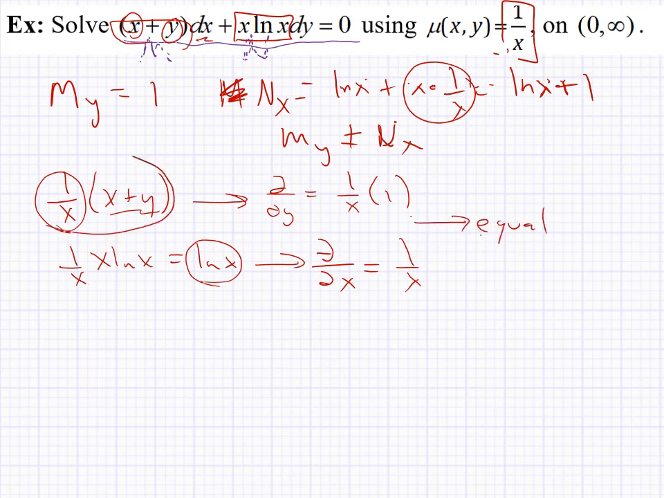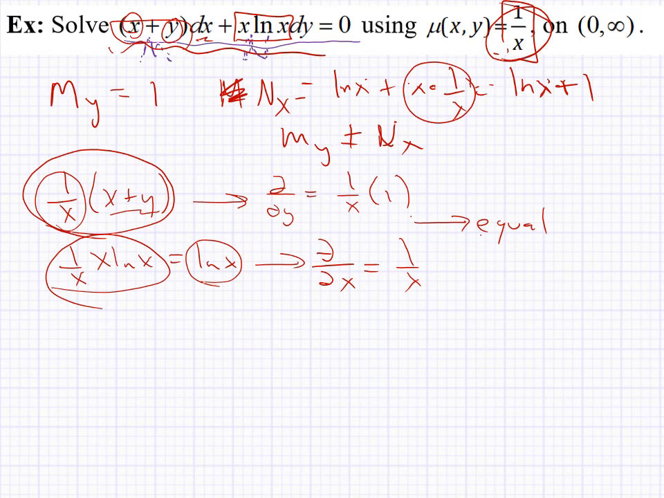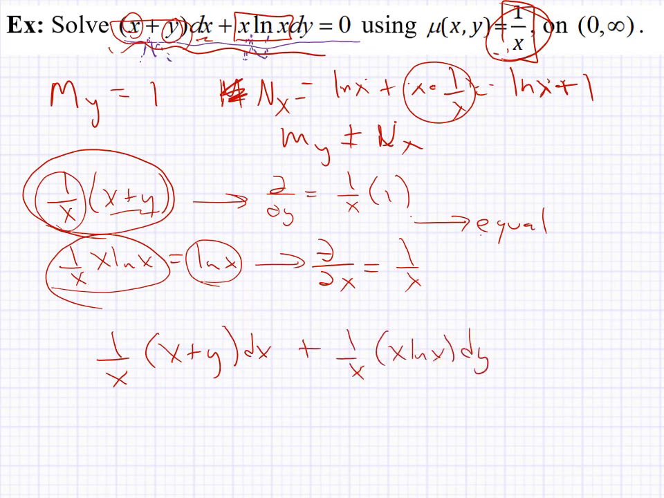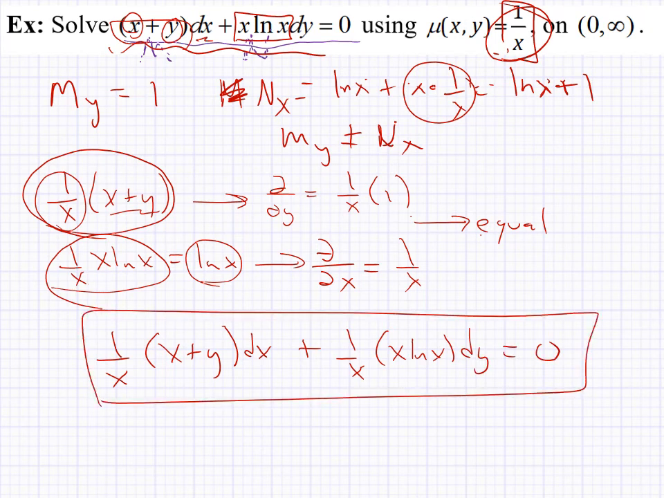So now, with this as my new M and this as my new N, I do have an exact differential equation. If I multiply through by 1 over x, I can turn something that's not an exact differential equation into something that is. And the second I do that, now I'm going to be solving this differential equation: 1 over x times (x plus y) dx plus 1 over x times x ln x dy equals 0. And now I'm going to solve that differential equation using the methods of exact. So here's just an example.